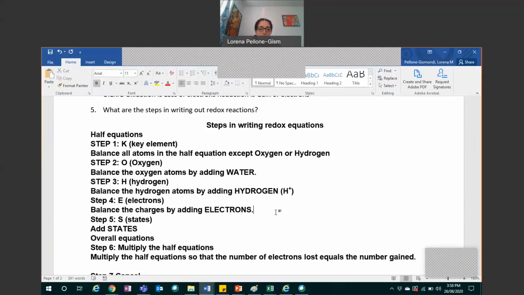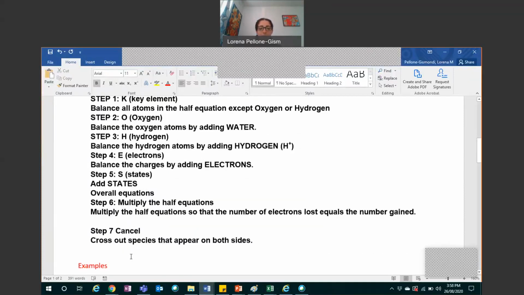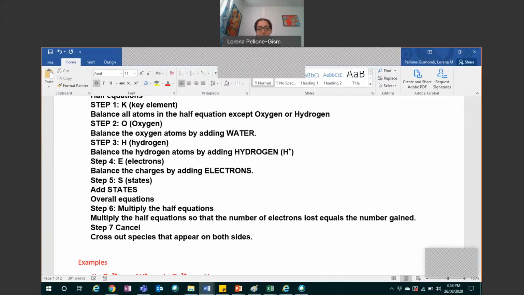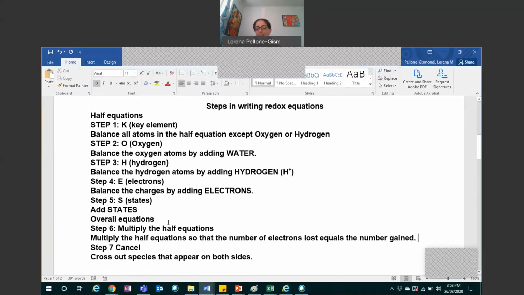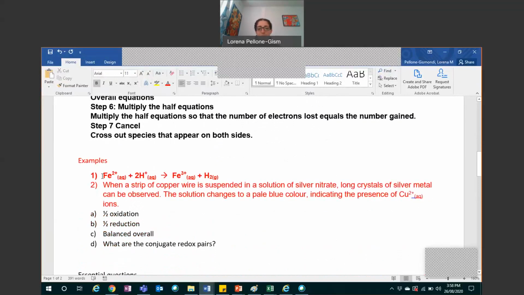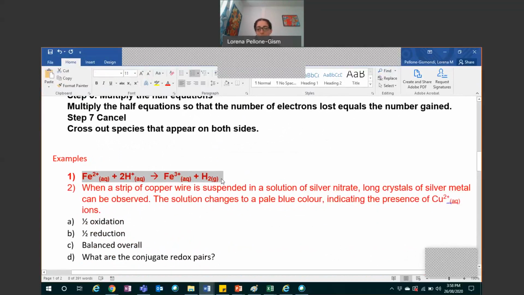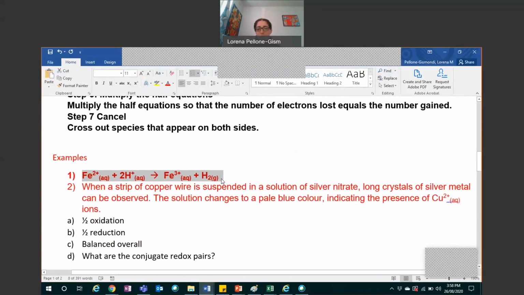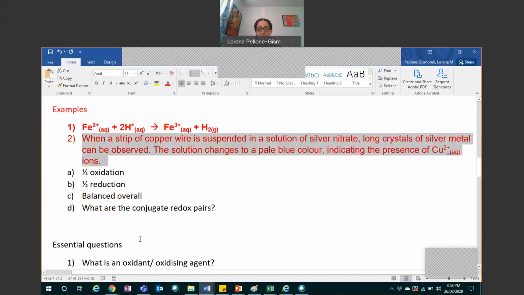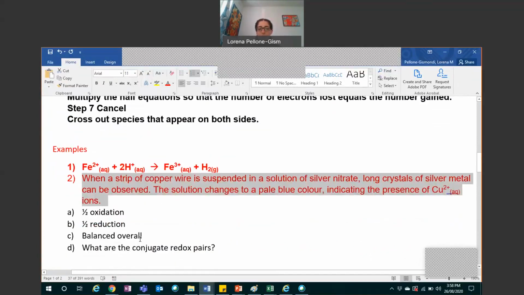So let's have a look at an example, because you really won't be able to, oops, there's a step 7 there, cancel out species that appear on both sides. You really won't be able to understand it until I do an example. So we're going to do 2 examples here. First of all, we are going to write out the overall and half equations for that top reaction and the overall and half equations for the bottom reaction. So let's start off with the top one.